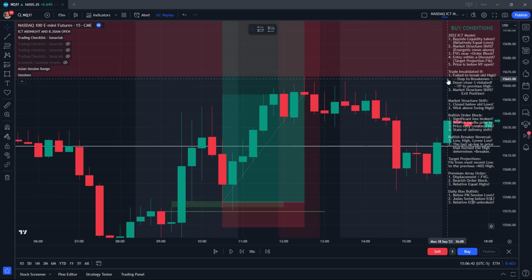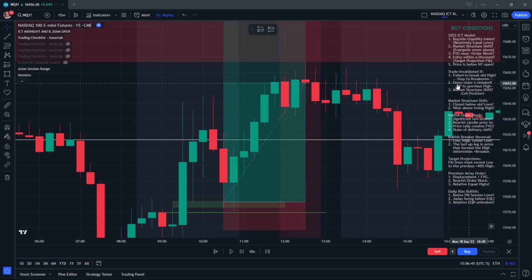This is where our trade invalidated thing happens. If we're just blindly looking at the take profit, you know, greed, dollar signs in our eyes, it's going to the moon. Have to look at this. Failed to break an old high.